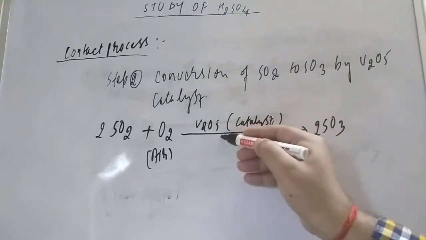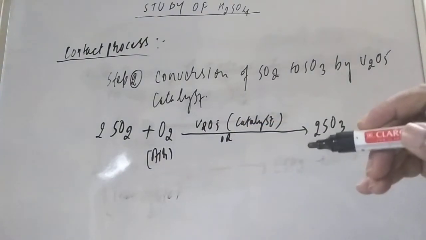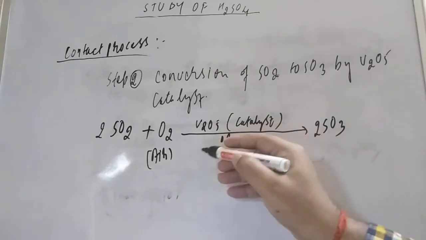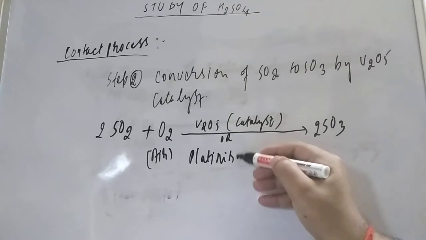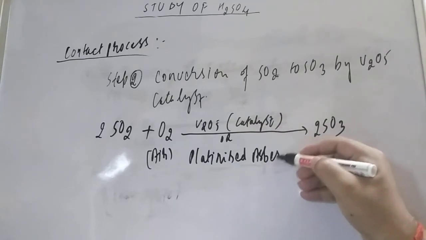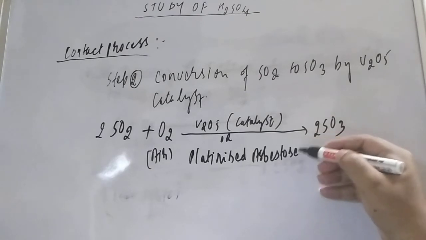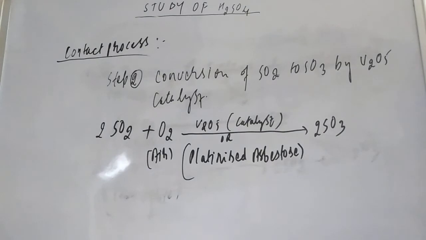Earlier, we were using platinized asbestos for this. But nowadays it is not being used, student. Why is platinized asbestos not being used? First, it is costly, and second, it is quite poisonous also. That is why this is not being used.